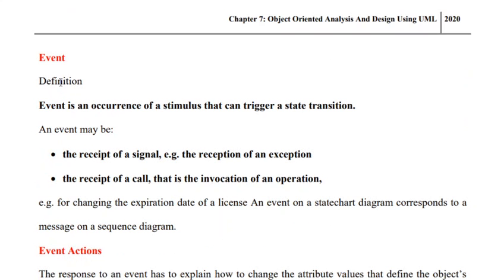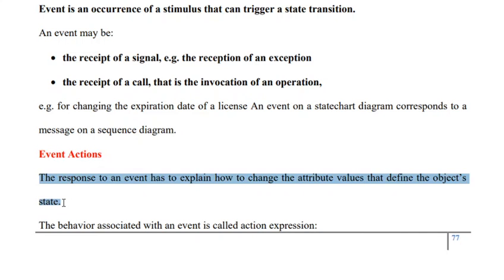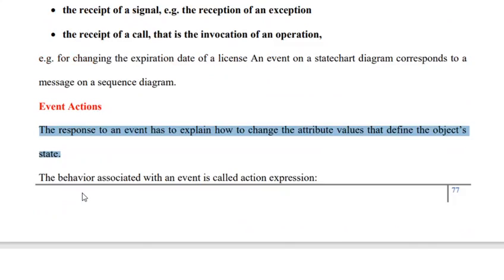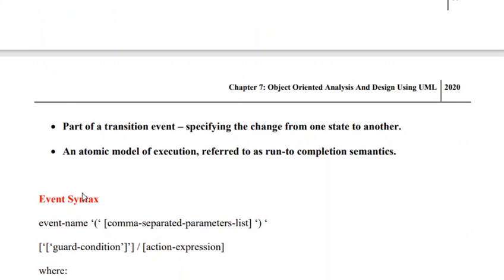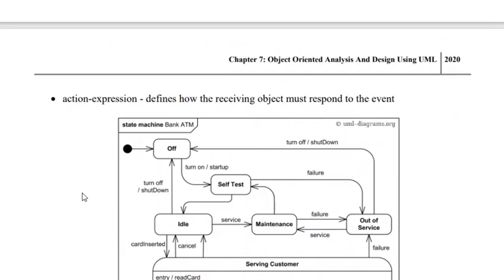And we have events. Events can be either receipt of a signal or an invocation. An event is the occurrence of a stimulus that triggers a state transition. Now, event action. The response to an event has to explain how the change to the attributes of the object is brought about. That is called event action. You can go through the event syntax, and let us discuss an example of a state diagram.